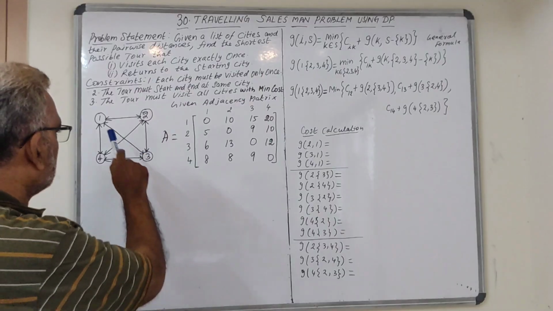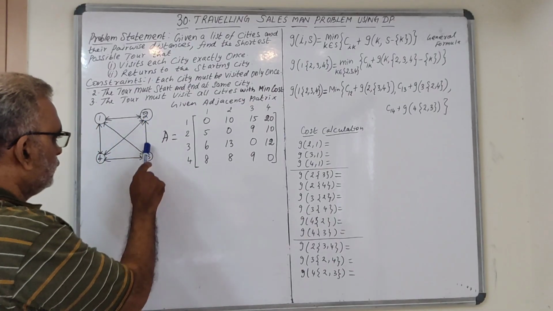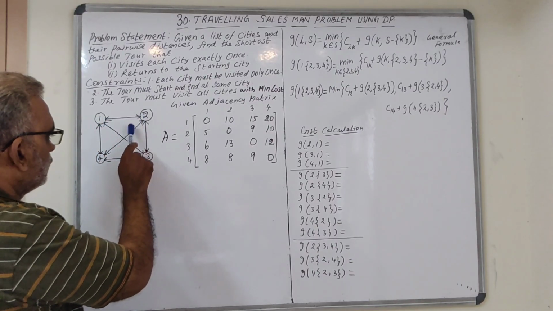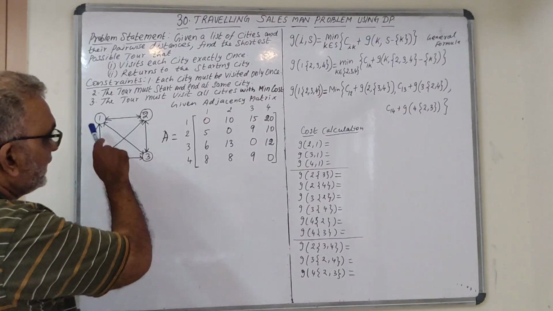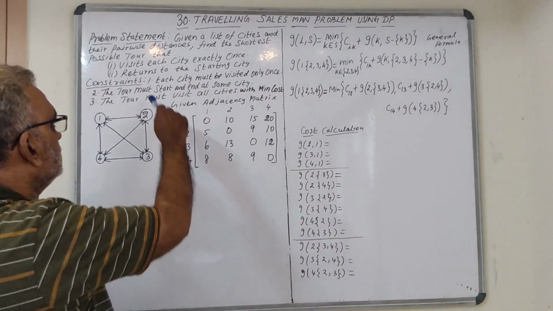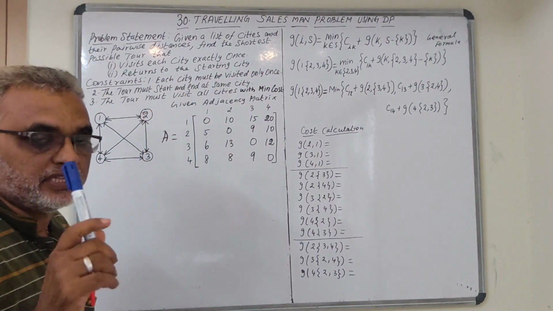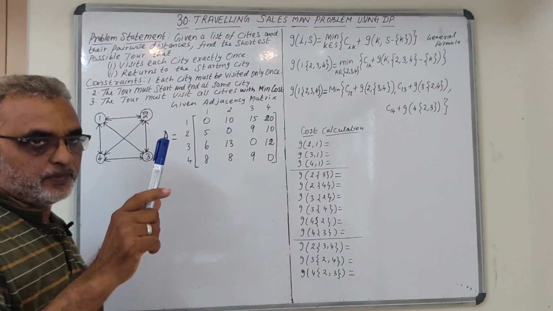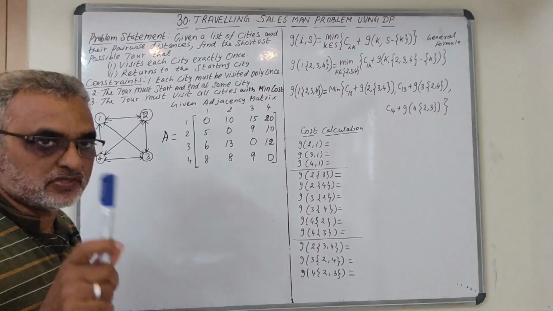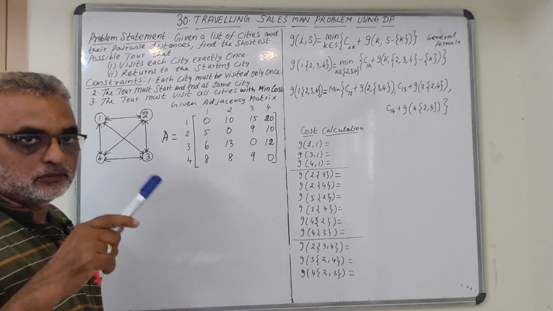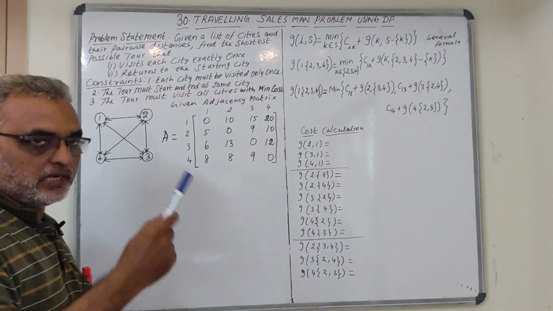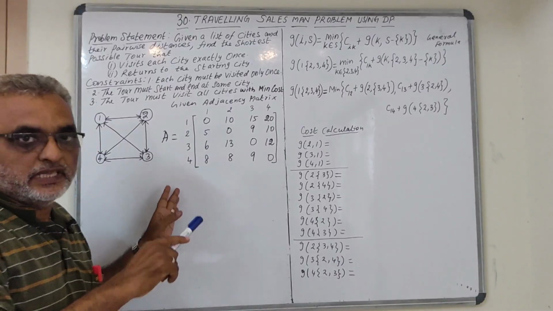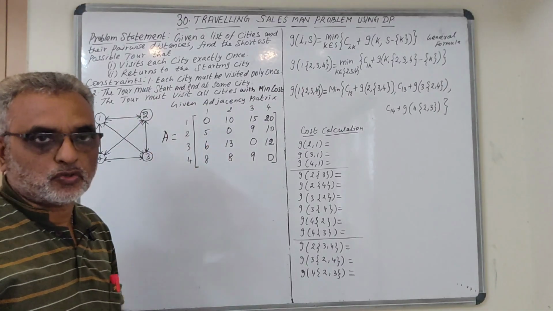The salesman can travel from city 1 to 2, 2 to 3, or 3 to 4, or 1 to 3, 3 to 2, or 2 to 4, then 4 to 1. He can travel in any direction, but he has to follow the constraints: each city must be visited only once, the starting city and the ending city should be the same, and all the cities must be visited. So without violating these constraints, he has to find the shortest route.